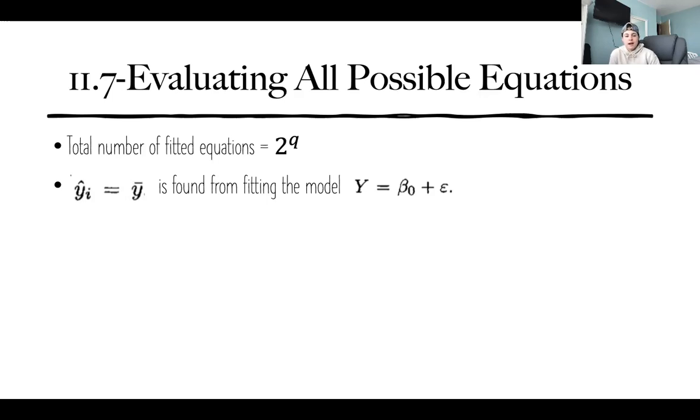And our y sub i hat is equal to our y bar, which is found from fitting the model y equals beta sub 0 plus epsilon. The most efficient way to pick the best equation when we have a lot of equations is to find the best equation containing a specified number of variables.